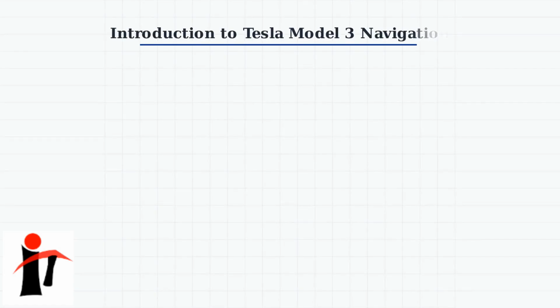Welcome. This video will guide you through using the navigation system in your Tesla Model 3. We'll cover how to enter destinations, plan routes, and customize your navigation experience. Tesla's navigation leverages real-time data and AI for efficient and accurate routing. By the end of this video, you'll be navigating like a pro.